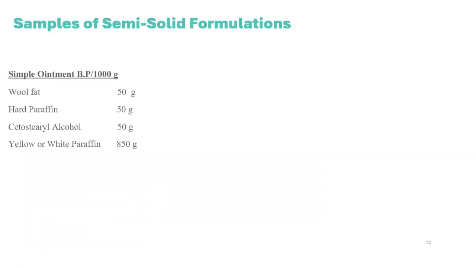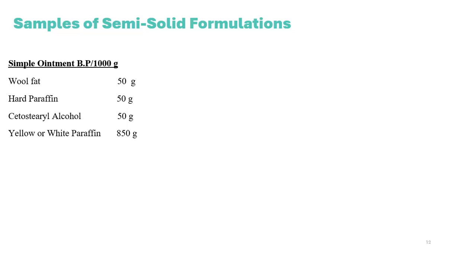Now, semi-solids typically come with the formulations written in grams. They're by weight. They're made by weight. And so this is a recipe of simple ointment where the ingredients are wool fat, hard paraffin, cetostearyl alcohol, and yellow or white paraffin. Here each is given its own item in terms of quantity listing: 50 grams, 50 grams, 50 grams, and white or yellow paraffin adding up to 50 grams.